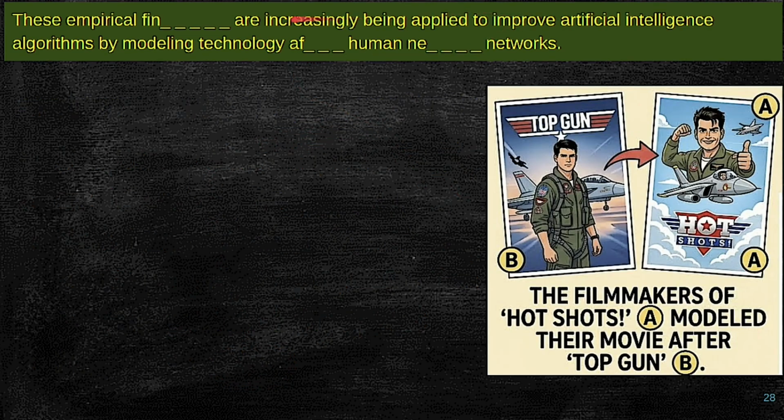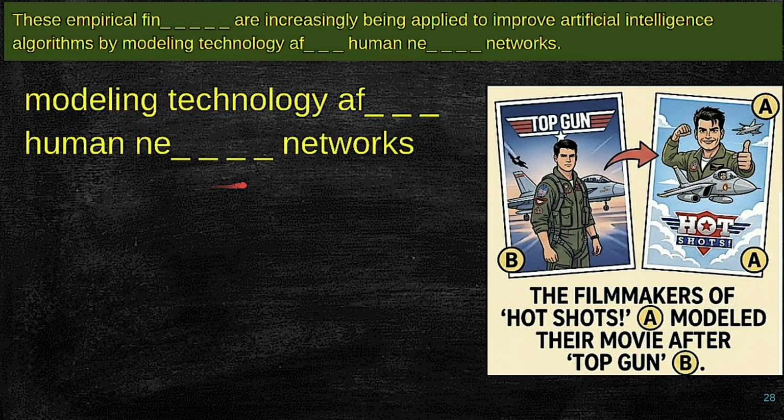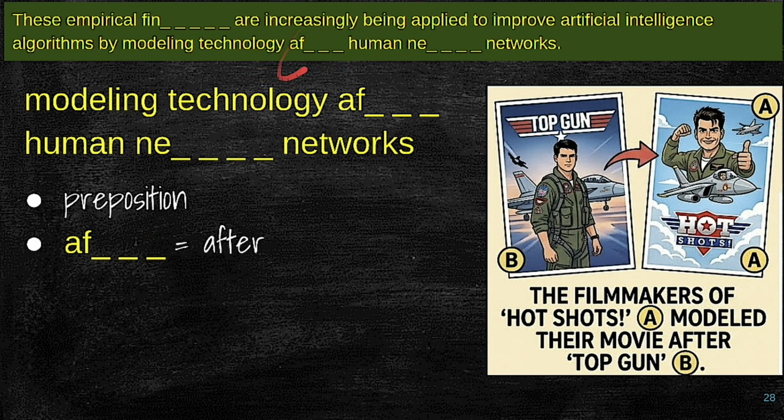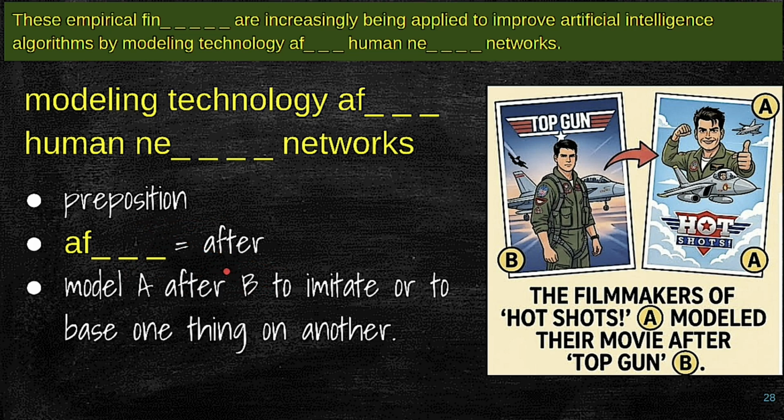Blank 9. These empirical are increasingly being applied to improve artificial intelligence algorithms by modeling technology AF human networks. The phrase, these empirical are increasingly being applied to improve artificial intelligence algorithms by modeling technology is already a complete sentence. Therefore, the missing word beginning with AF must introduce the noun phrase human networks, so it should be a preposition. The only common preposition beginning with AF is after. Also, model A after B is a fixed expression meaning to imitate or to base one thing on another. The word beginning with AF is after.